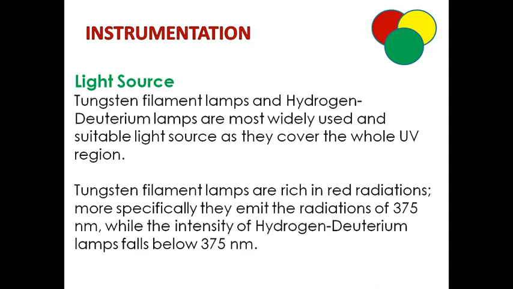So that's why, to interpret organic compounds in UV visible spectroscopy, mainly two types of light sources can be useful. One is the hydrogen deuterium discharge lamp and the other one is the tungsten filament lamp.